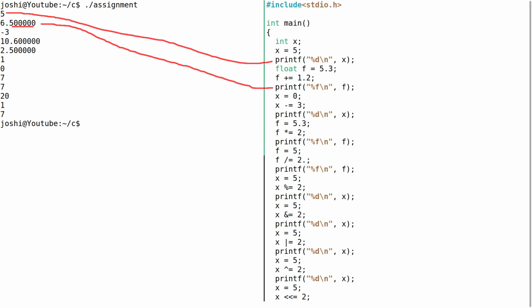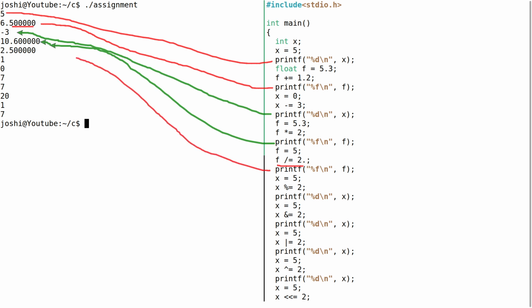Next one is x equal to 0, x minus 3, it will print the value minus 3, which is here. Next one is again a floating point number, but multiplied by 2. So its result would be this one, 10.6. Now you can see here, again 6 digits after the decimal point. Here it is not integer division, it is floating point division, real division. So its value would be 2.5, again 6 digits after the decimal point.